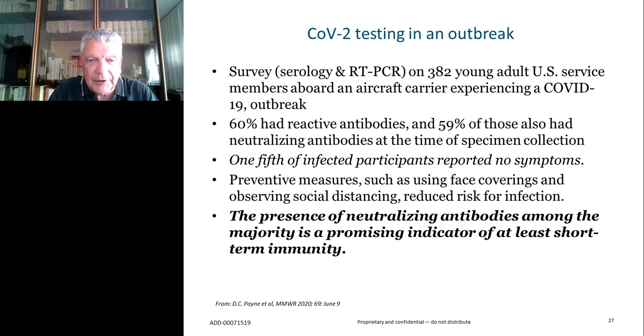The presence of neutralizing antibodies in the majority of people here is a promising indicator of at least short-term immunity. This is very wise: at least short-term immunity. We still do not know about the long-term immunity. This is a goal. This is a target. This is what vaccine design is aimed at. But for the time being, we cannot state anything about the long-term immunity, especially just by testing for antibodies.